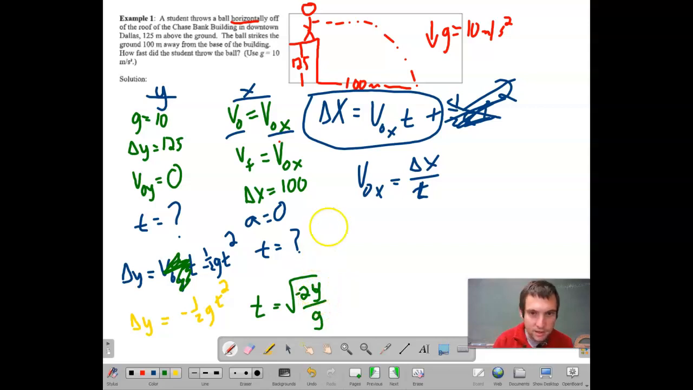The y displacement, we're starting off from 125 and we're ending at 0. So final minus initial, 0 minus 125, is going to give us negative 125. So there's the negative 2 from this fraction, and then there's a negative from this y. So negative times a negative will give us a positive. So don't you worry your little head about a negative under the radical.